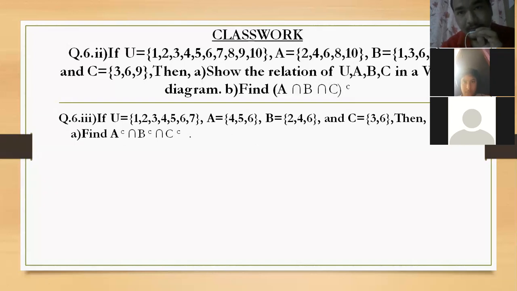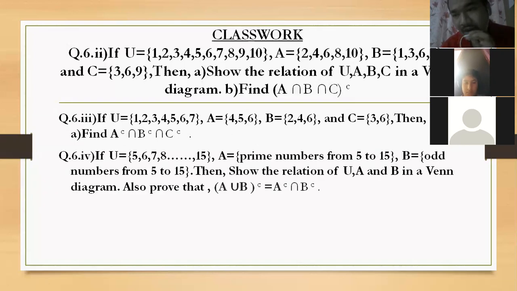Understood, children? Now I am going to ask Eugene. Eugene, what will you do in question number 4? Look here, set A is prime numbers from 5 to 15. Means from 5 to 15, which are the prime numbers we have to select. They should be selected from the universal set. Here in the universal set, this dot dot dot means what? There is 9 also, 10 also, 11 also, 12 also, 13 also, 14 also, and 15 also. From this universal set, we have to select prime numbers from 5 to 15.